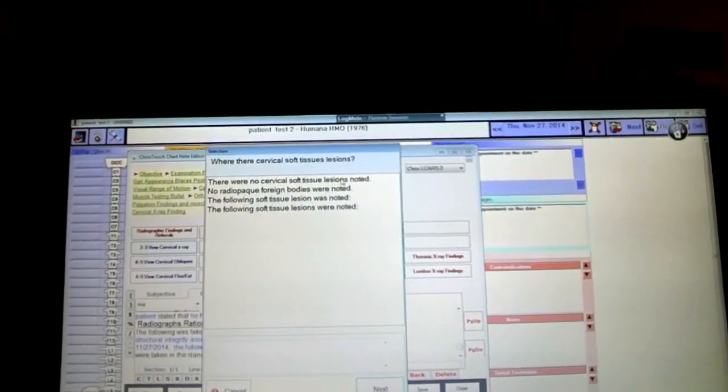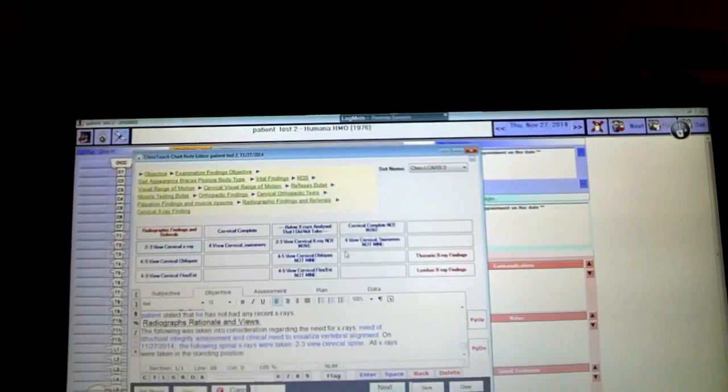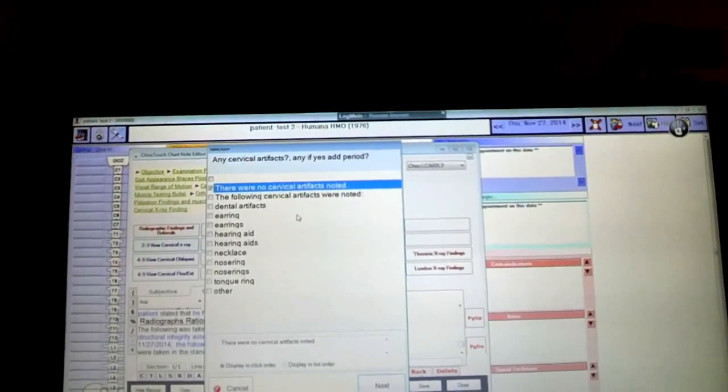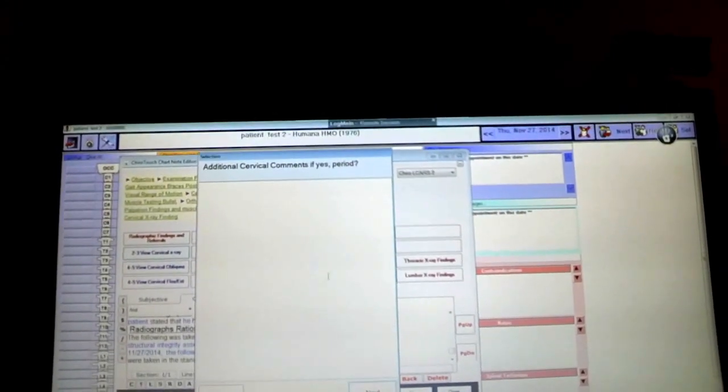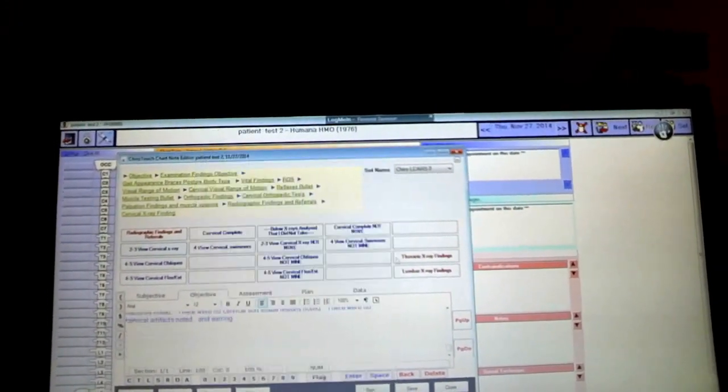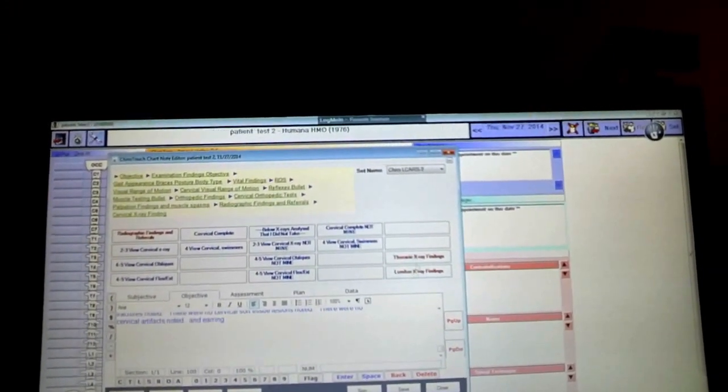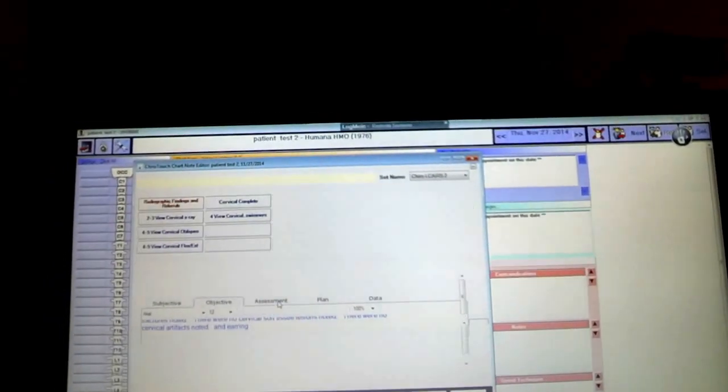We also have no problems with soft tissue, and then we can also put down whether there are any artifacts. Let's say there was an earring or so. From there, we could add any additional comments on the x-rays, and we could add our thoracic or our lumbar views if appropriate. From there, we can go right under assessment.